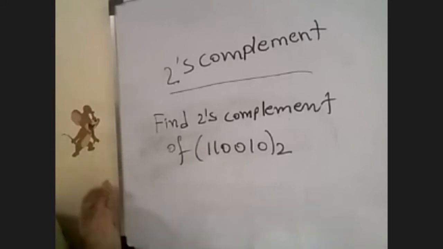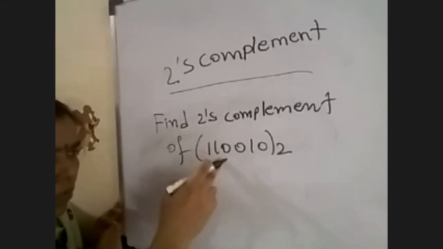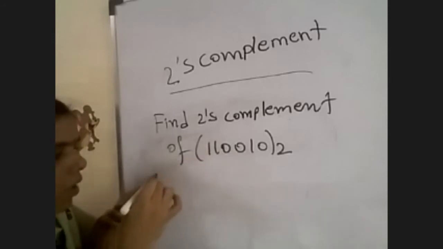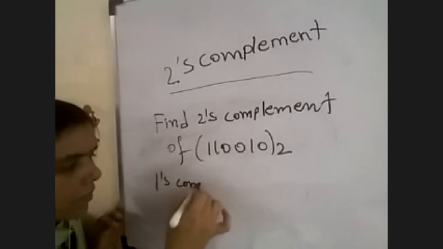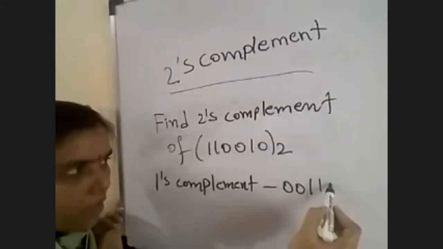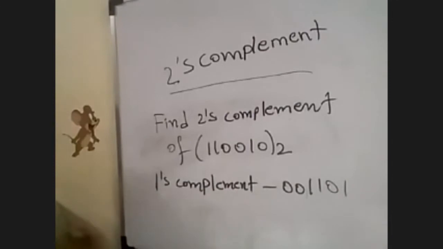First find the one's complement for this number. What is the one's complement for that number? It is 001101. This is the one's complement. Then you can find the two's complement result. Two's complement means one's complement plus 1.